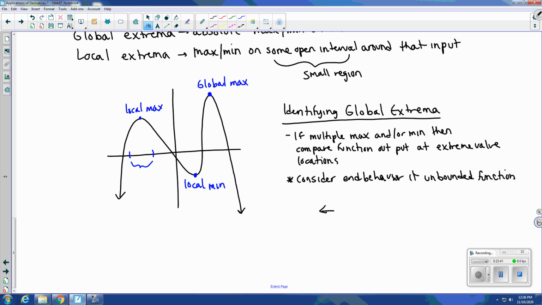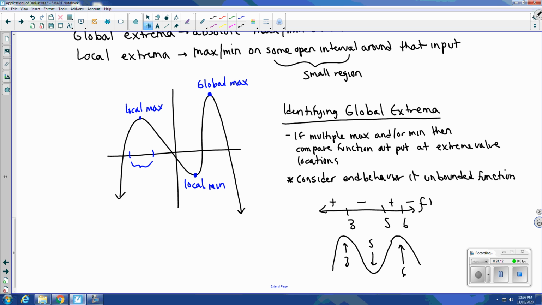Like if you have a sign chart with f prime and you have, say, 3 and 5 and 6, and we'll say positive, negative, positive, negative. So this thing is increasing, then decreasing once we hit 3, then decreasing to increasing at 5, then increasing to decreasing at 6. So this is where 3, 5, and 6. Let me lower 6 to get the point across.